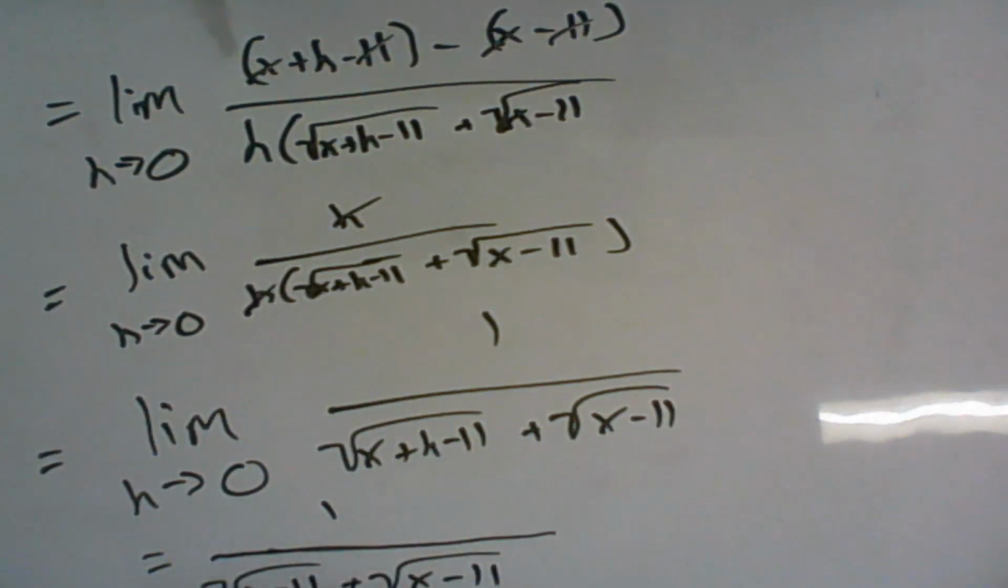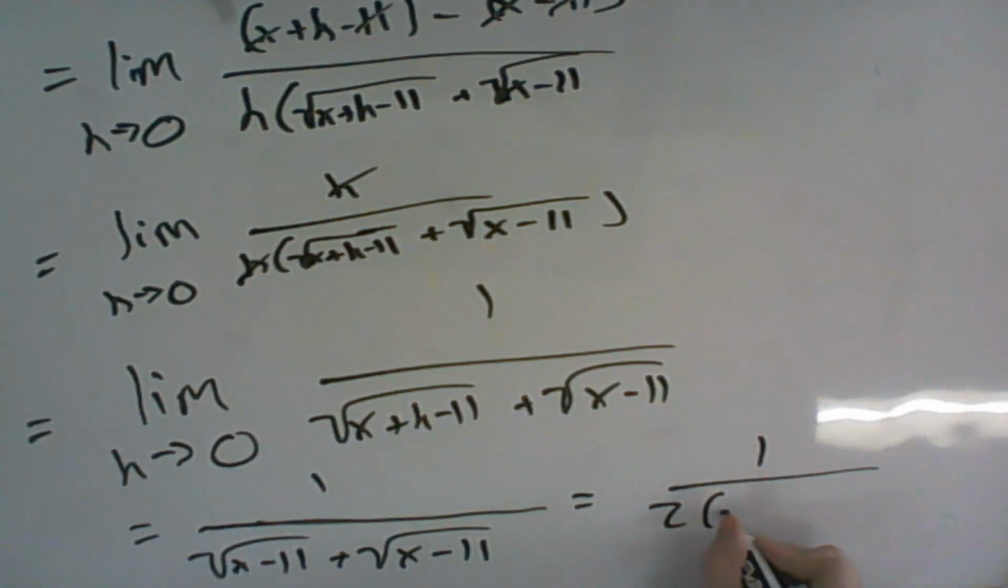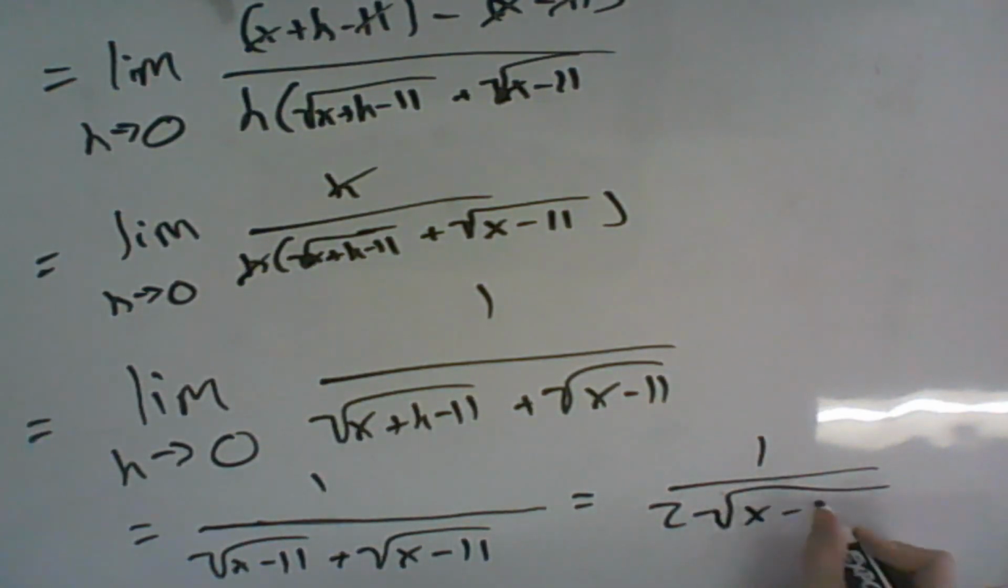And what happens when we have two of the same things and we're adding them? That becomes 2 times. So 1 over 2 times the square root of x minus 11.